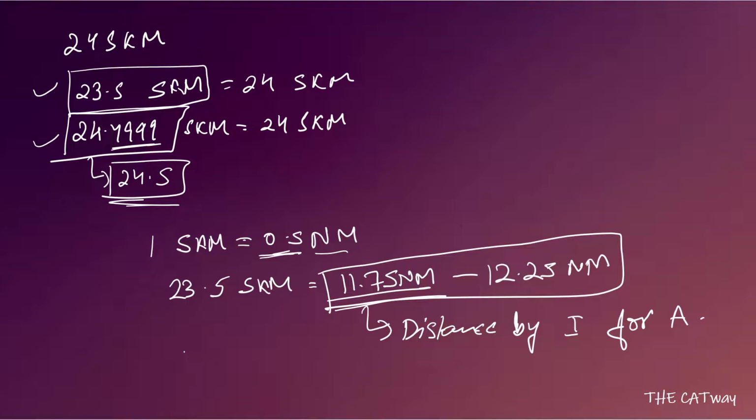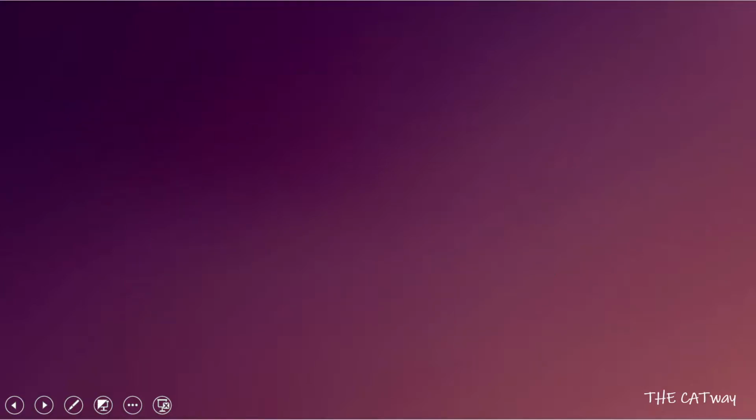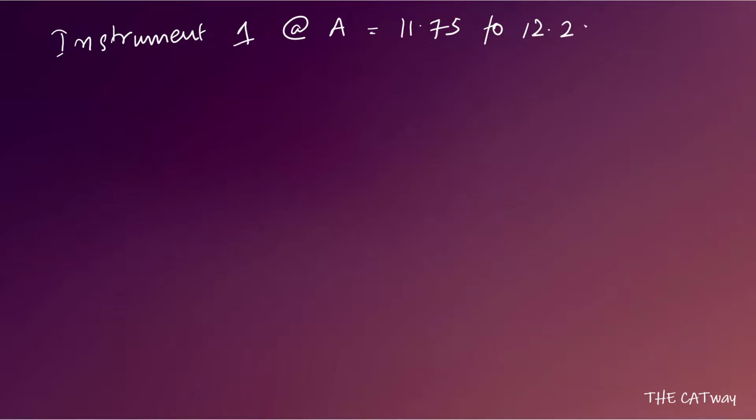Okay, so let's talk about instrument 2. Let's delete all of this and write again our range. So instrument 1 at the rate A, the range is 11.75 to 12.25. Okay guys, now let's talk about instrument 2.